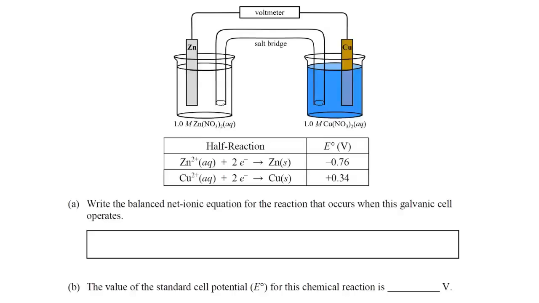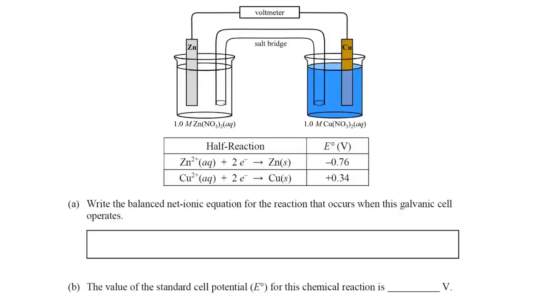So part A says write the balanced net ionic equation for the reaction that occurs when this galvanic cell operates. So we have to turn one of the reduction half reactions into an oxidation half reaction. And if you're not sure which of these two equations should be reversed, remember that when you do reverse a half reaction, you change the sign of the cell potential for that half reaction. And also the sum of the 2 half reactions should be a positive value, because for a galvanic cell, that is a thermodynamically favored reaction, so we need a positive sign for the overall cell potential.